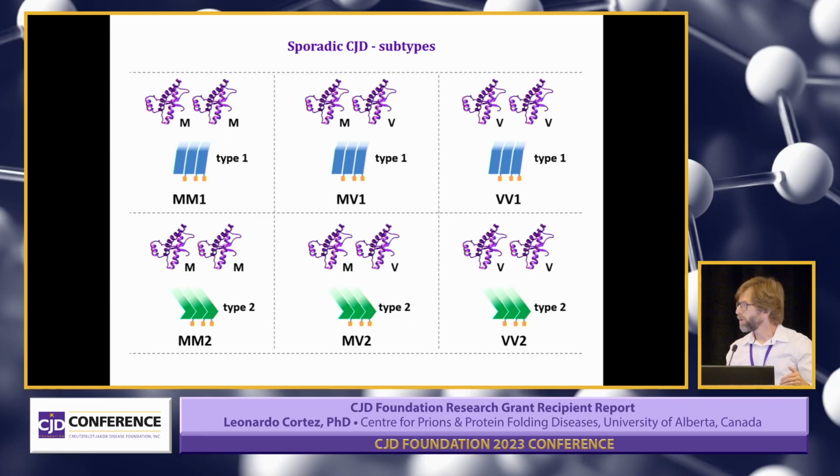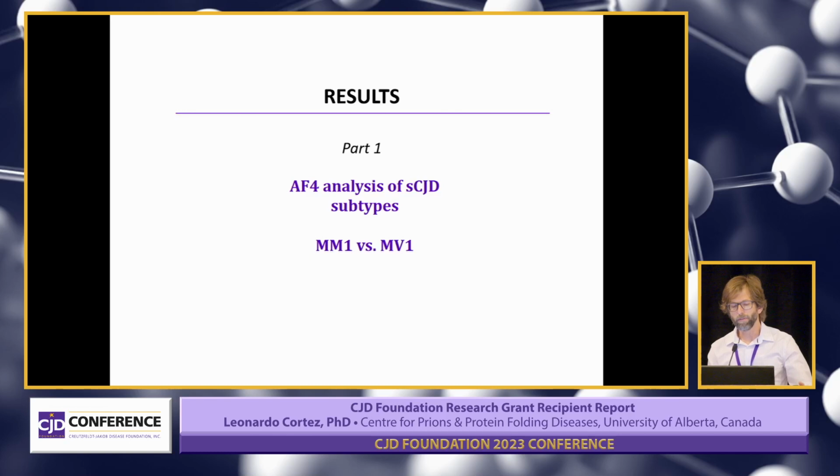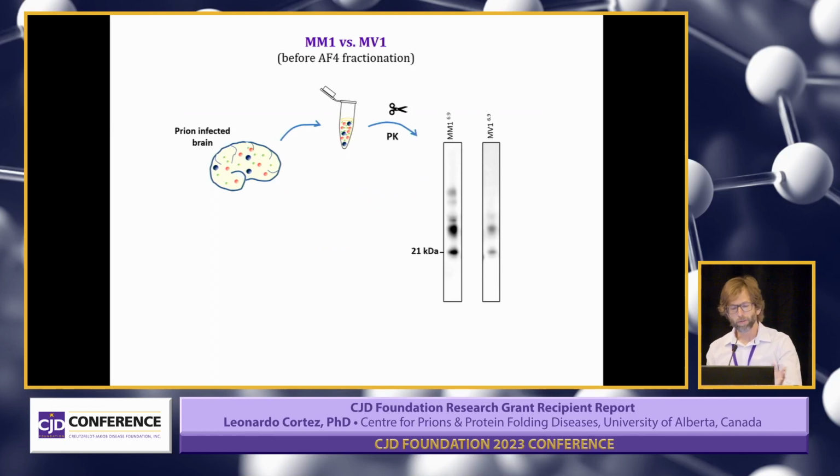So we wonder if, using our asymmetric field flow fractionation, we can see in more detail the variation in the type of prion that are present in each of these subtypes. For this presentation, I will only show you the comparison between MM1 and MV1. If we do the traditional analysis, we will see in a Western blot that MM1 and MV1 have the same pattern, with that spot at 21 kilodalton.